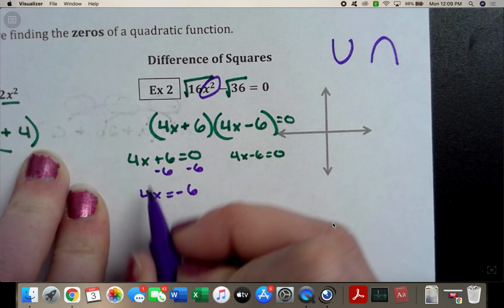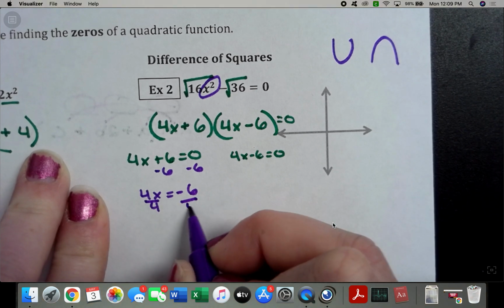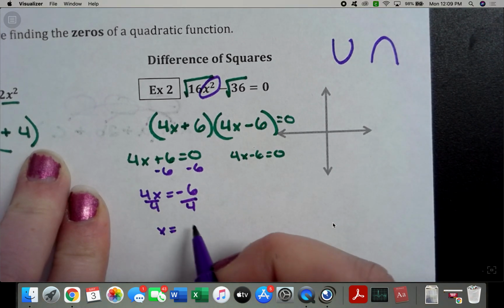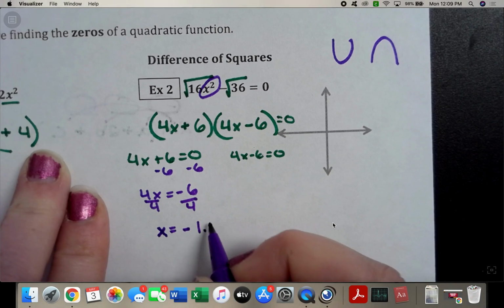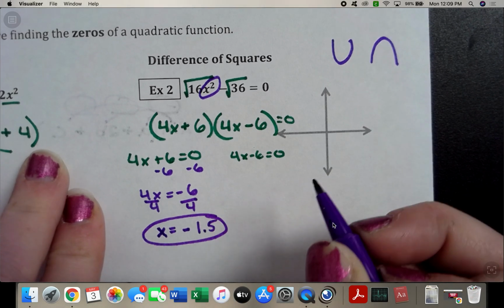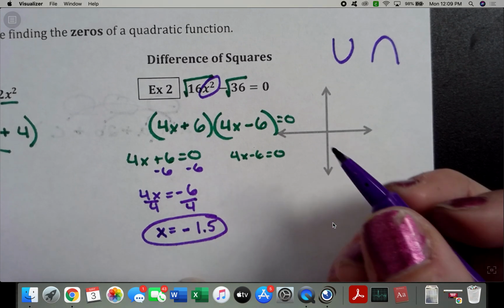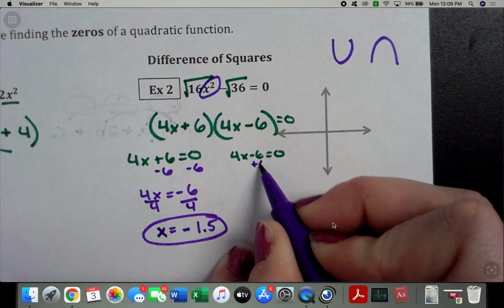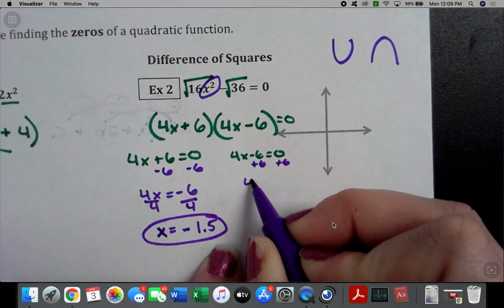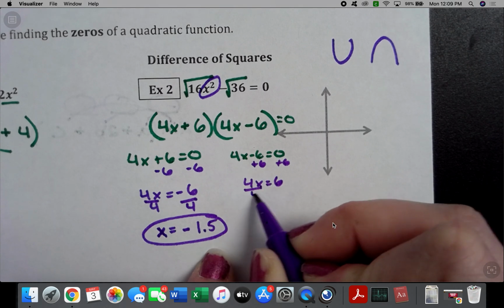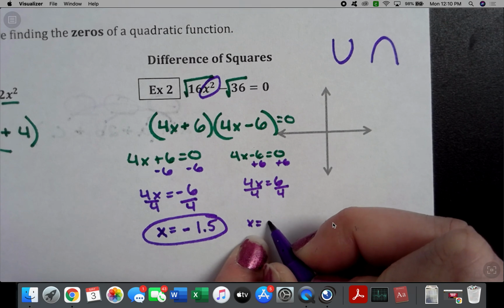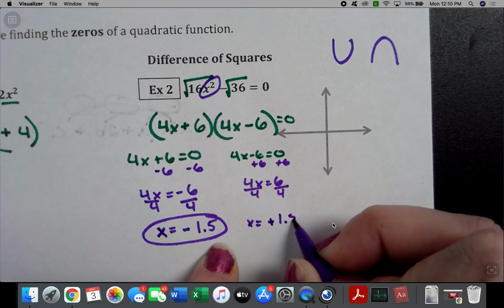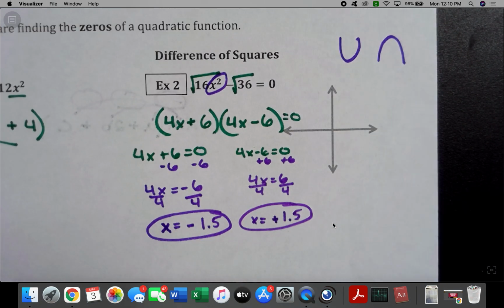What is 6 divided by 4? 6 over 4, which is 1.5. Negative 1.5, or negative 3 over 2. You can leave it like that. Okay, that's what x is. Same thing on the other side, but let's add the 6 this time. So 4x equals positive 6, and divide by 4. What's positive 6 divided by 4? Positive 1.5.